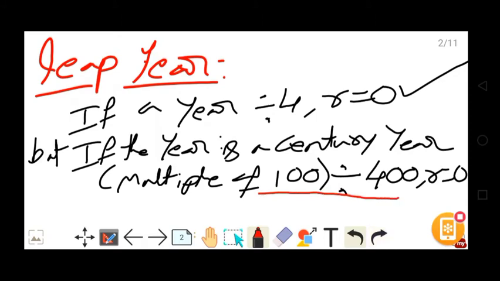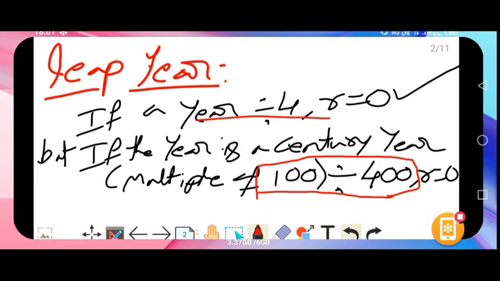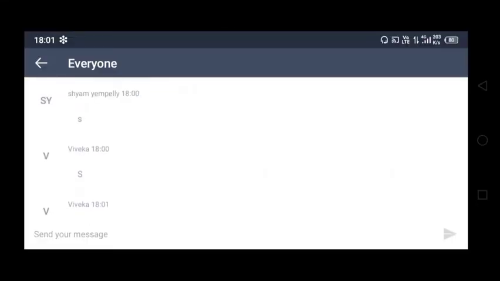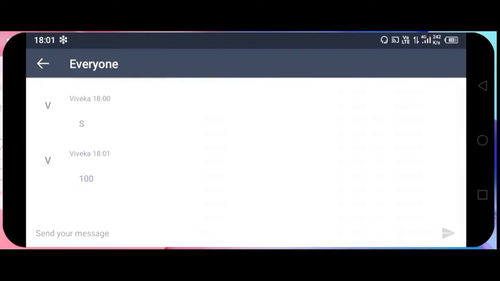Remember guys, this is very important. So many people don't know. In childhood we learned a year is divisible by 4, but actually if it is a century year only, it must be divisible by 400. So if it is a century year, it should be divisible by 400. All of you understand, guys?